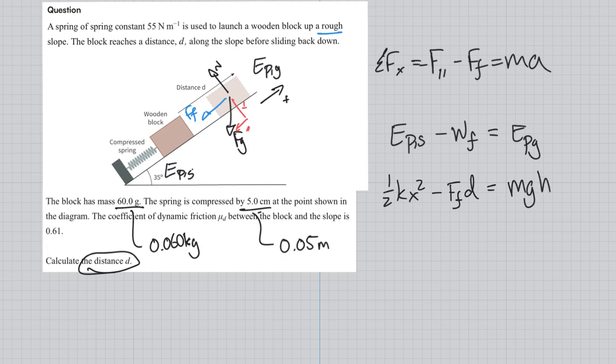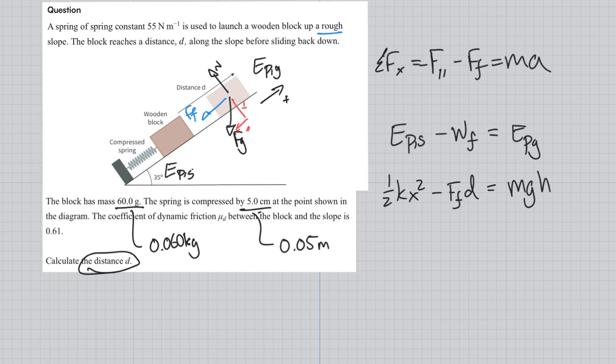So if we look at this question, we know k, that's given here. We know x, that's given here. Distance is what we're solving for. The force of friction we can solve for. Mass we know, gravity we know, and height we can solve for. So here's how we're going to do that, right?